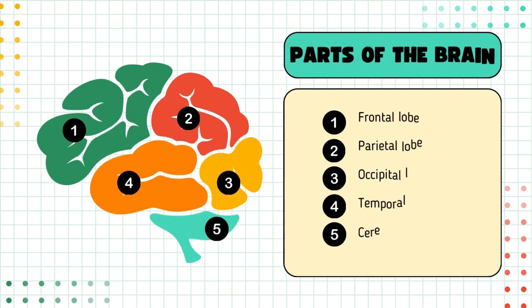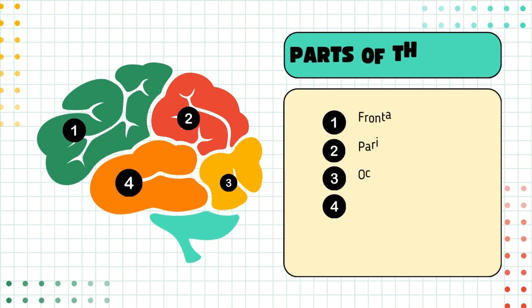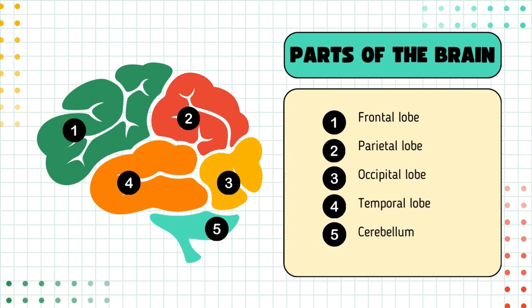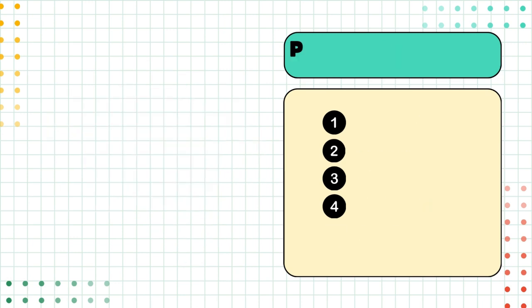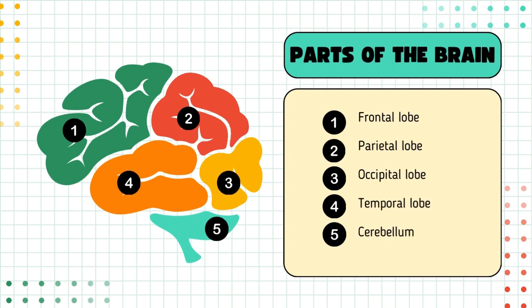Parts of the brain. 1. Frontal lobe. 2. Parietal lobe. 3. Occipital lobe. 4. Temporal lobe. 5. Cerebellum.